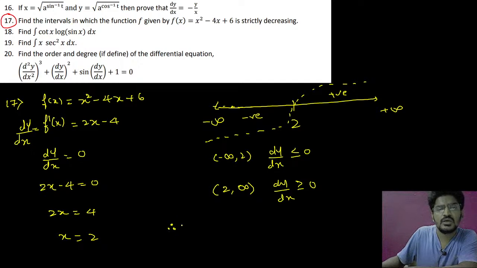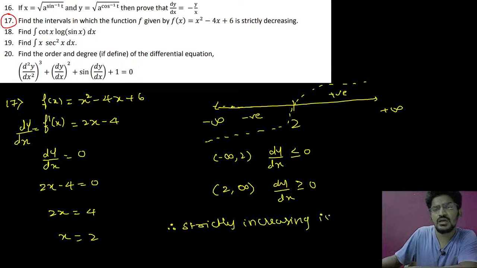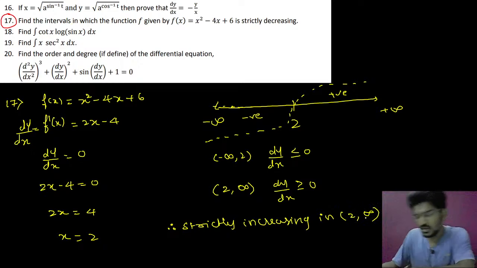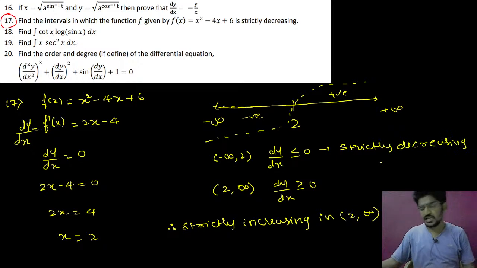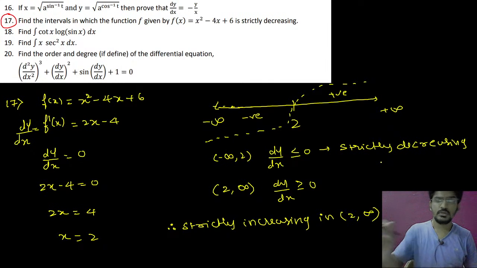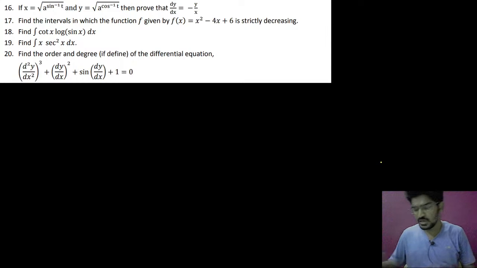Therefore, strictly increasing in open interval 2 comma infinity. Strictly increasing in open interval 2 comma infinity. Okay, so here it is strictly decreasing. If they ask decreasing, you can write that interval, no problem. Clear? Now we can go for problem number 18.